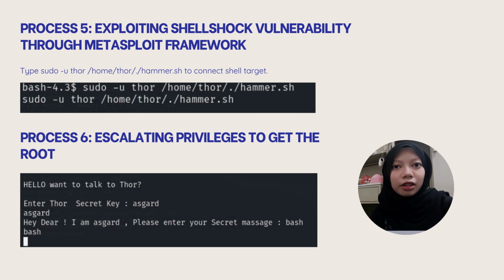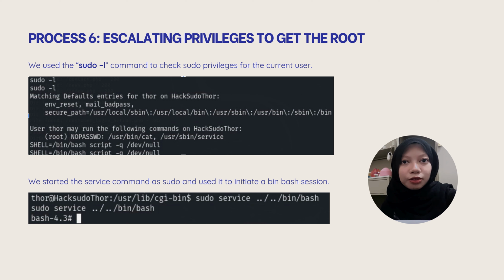Then I will explain the process six, which is escalating privilege to get root. Now, it asks for a secret key, and we enter any random name. For the secret message, we enter bash so that we can get the shell access of the user tor by using bash as the input. We use the sudo -l command to check sudo privilege for the current user and found that the user tor is allowed to run a few commands as root. And then we run the service command as sudo and use it to initiate a /bin/bash session. And the trick worked. It started the bash shell.